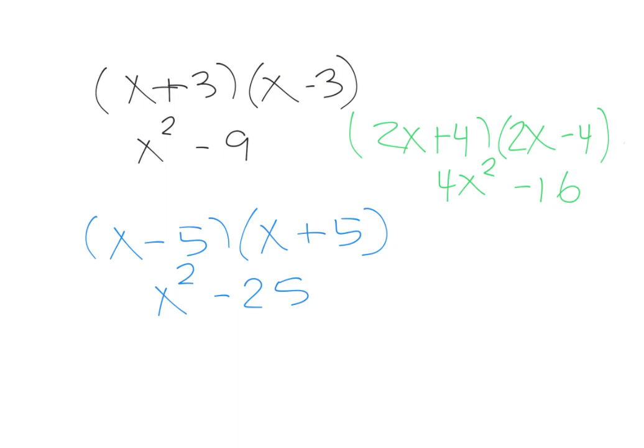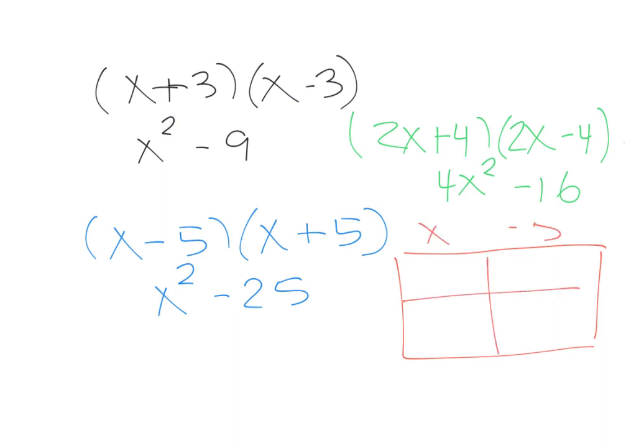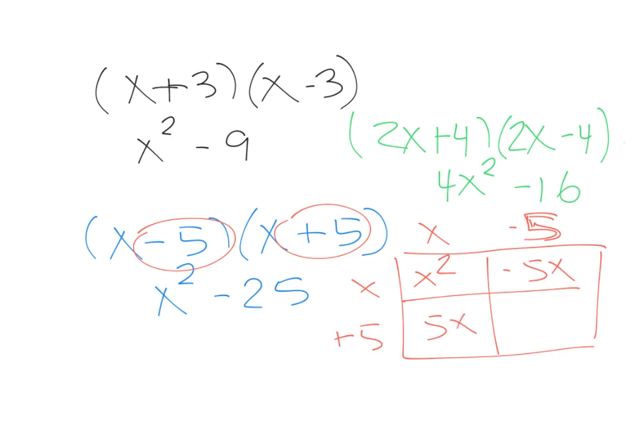Okay, so I am going to do this with the area model just to show you something. I'm going to start off with x minus 5 and x plus 5. So hopefully one of the things that you noticed was that negative and a positive, these are opposites. So we have x times x, which gives you x squared. x times negative 5 is negative 5x. 5 times x is positive 5x. And 5 times negative 5 is negative 25.